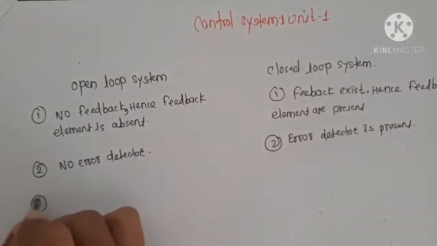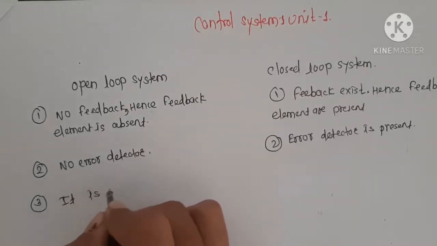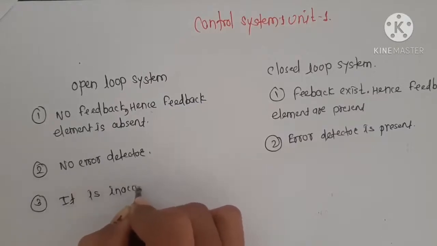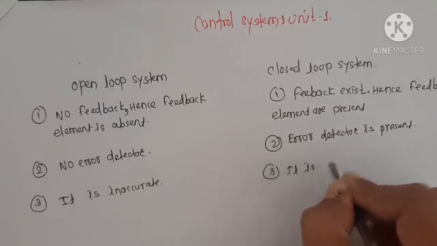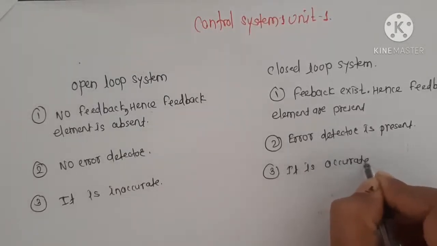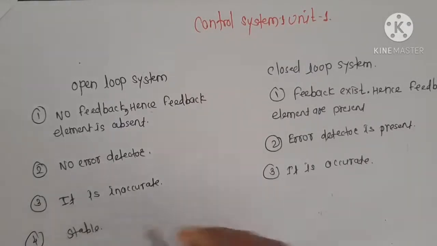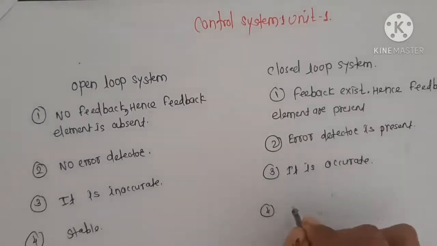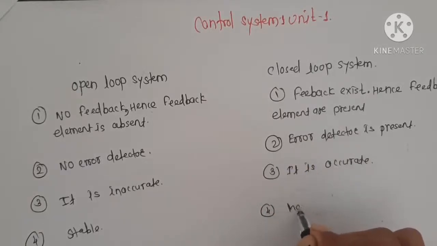Now the third point is, as no error detector is present, it is an inaccurate system. Whatever output we get in an open loop system is not accurate, so it is an inaccurate system. The closed loop system is an accurate system. Next, the open loop system is a stable system. The closed loop system is unstable, because error is generated, so it may become unstable.